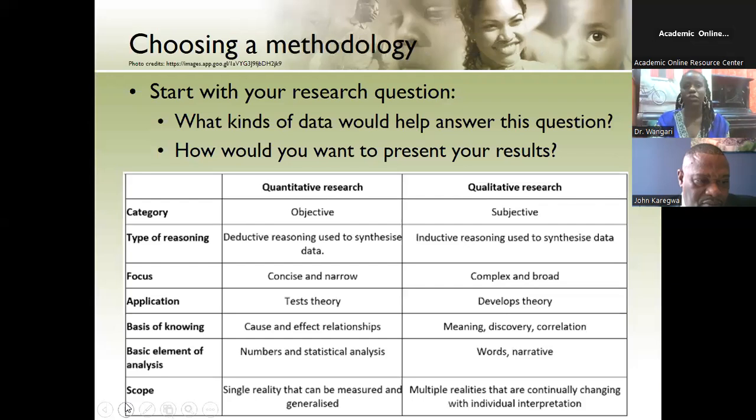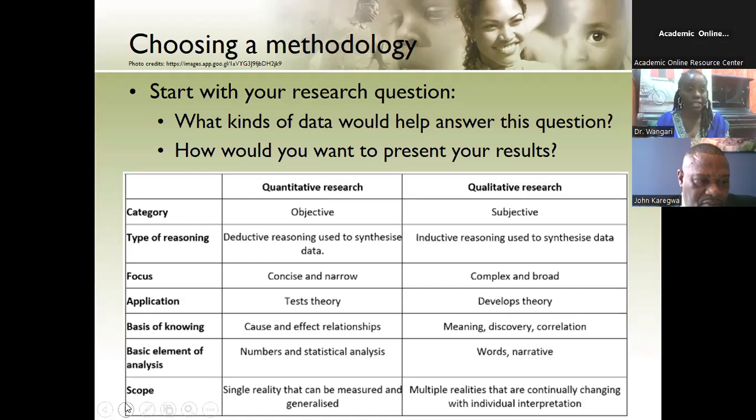So again, I'm not going to dwell so much on this, but where does it all begin? It begins with choosing a methodology. So you start with your research question. What kinds of data would help answer your question? And how would you want to present your results?